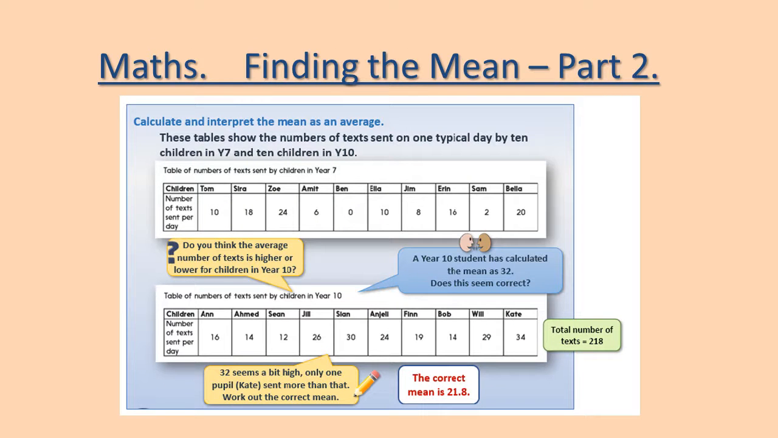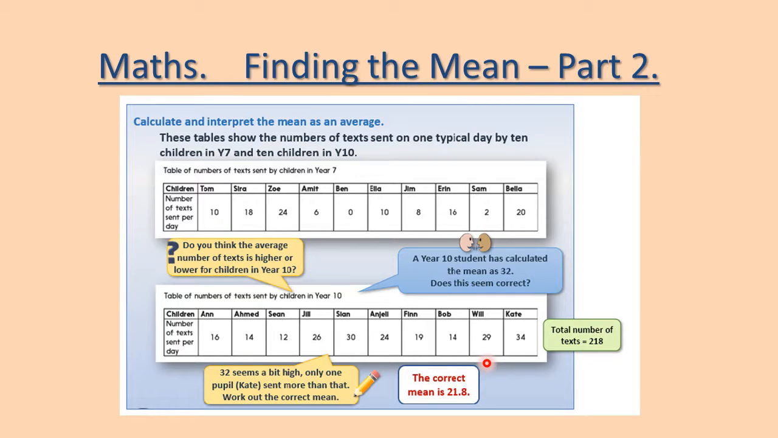So what we've got here is some tables showing us the number of texts that were sent by some children. Here we've got the number of texts sent by children in year 7 and here in year 10. So these are the number of texts they were sending. Okay. And then if you look at the year 10 ones, what I want you to think about is whether you think the mean is going to be higher for the year 7s or higher for the year 10s.